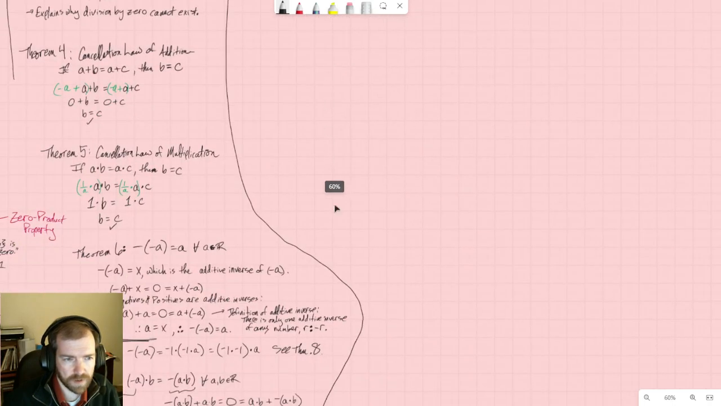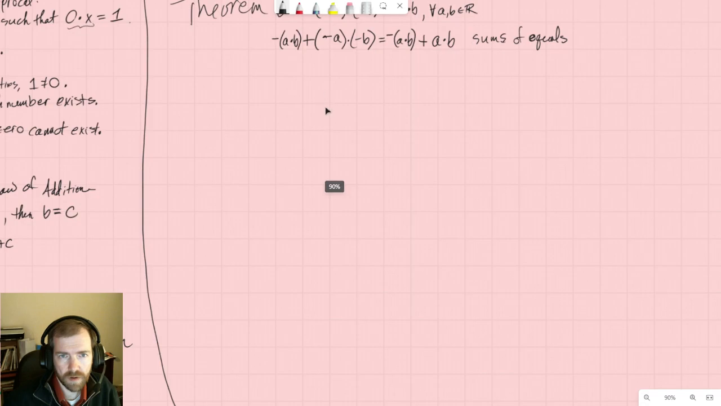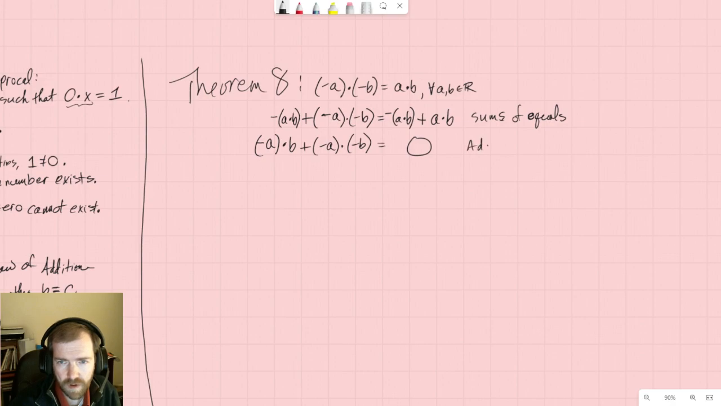I think we use Theorem 7 to say that negative parentheses a times b is going to be equal to negative a times b. So negative a times b is equal to negative a times b plus negative a times negative b is equal to, here again we have additive inverses, so this is going to be 0. And that's on the right. Technically you should only change one thing at a time, but most people don't care.